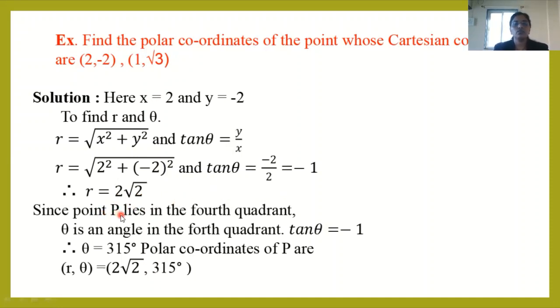Since point P lies in fourth quadrant, point P x coordinate positive आहे, y coordinate negative आहे, म्हणजे fourth quadrant मधला आहे. म्हणजे angle theta is an angle in the fourth quadrant. म्हणजे tan theta हा -1 असेल तर theta is equal to 315 degree, and therefore polar coordinates are 2 root 2 and 315 degree. R is equal to 2 root 2 and theta is equal to 315 degree.